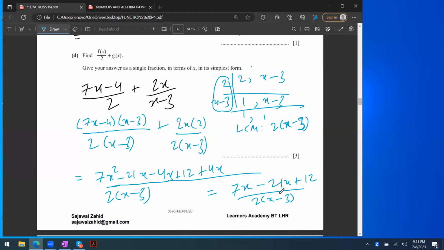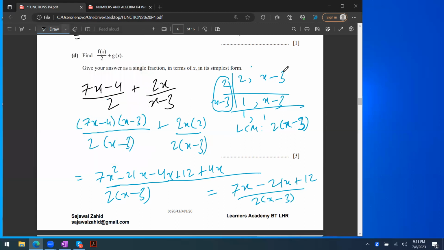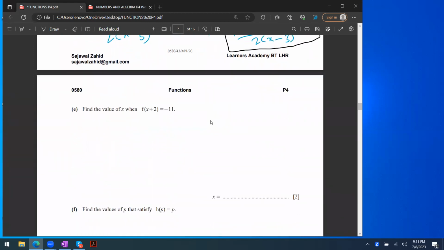Can we factorize this part? It will be very long. I think we can leave the answer here. That's the answer. So this is like algebra, not functions. This is all that you have learned in algebra, which we can practice again. We are moving on now.